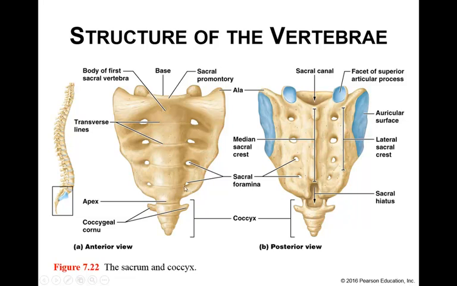Of course, you have the openings. You have the sacral foramina there. All right, so you can see that. If you look at the back side, the posterior view, you can see the sacral crest. This is the median sacral crest. All right, and of course, you got some articular processes there to fuse with your other vertebrae.